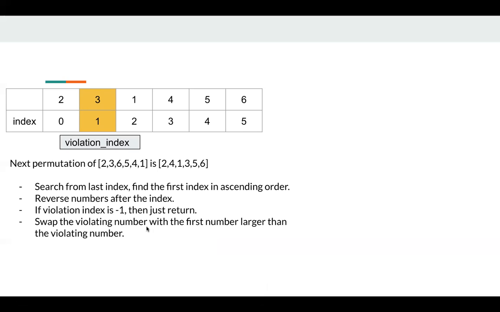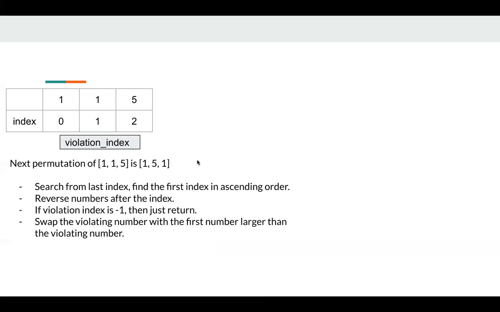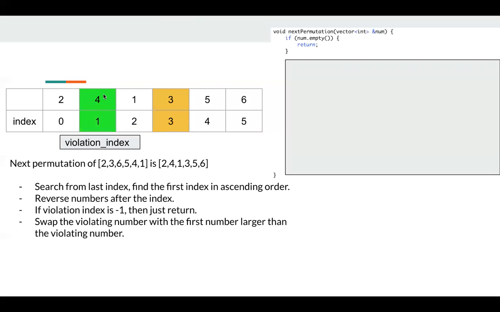Otherwise, we just swap the violating number with the first number larger than the violating number, which is 4. We just swap them. Then 2, 4, 1, 3, 5, 6 is our answer. Okay, let's see if it can handle duplicated numbers. So this is the violation index, and this is the first number larger than the violating number. Then we swap them. Okay, we can also get the correct answer.